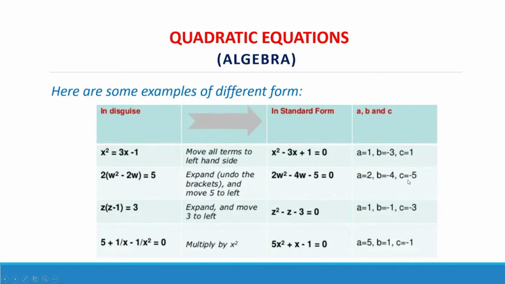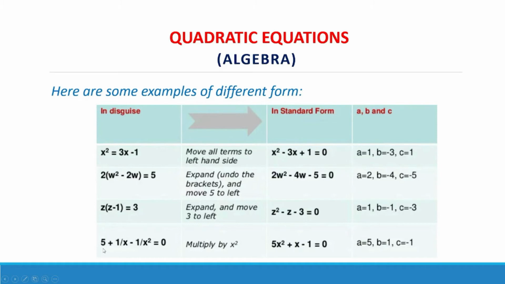c is negative 5. Another example, z times (z minus 1) is equal to 3. Expand and move 3 to the left. Z times z is z squared. Z times negative 1 is negative z, and transpose 3 to the other side, which is from positive 3 to negative 3, and equate that to 0. And the quadratic coefficients a, b, and c are: a is equal to 1, b is equal to negative 1, and c is equal to negative 3.